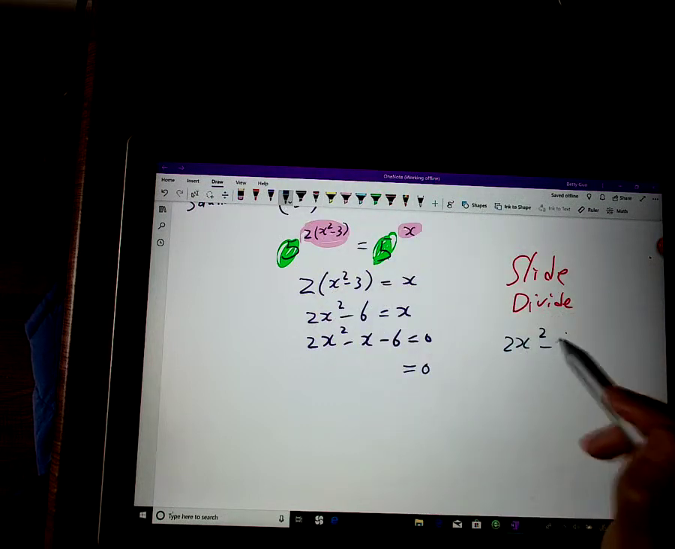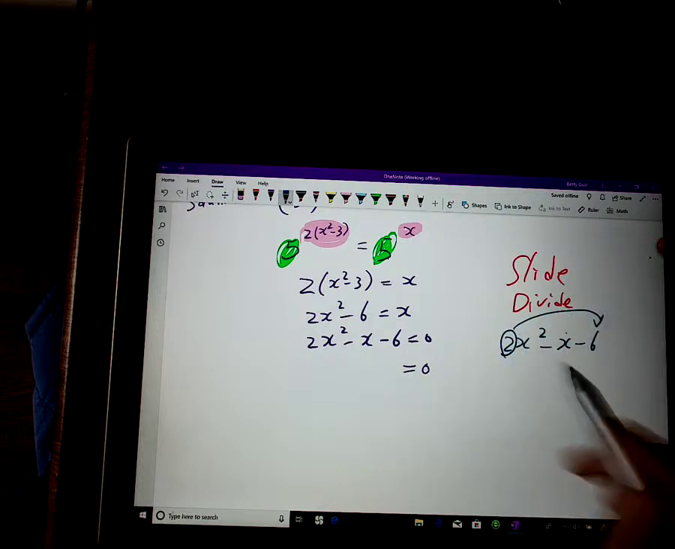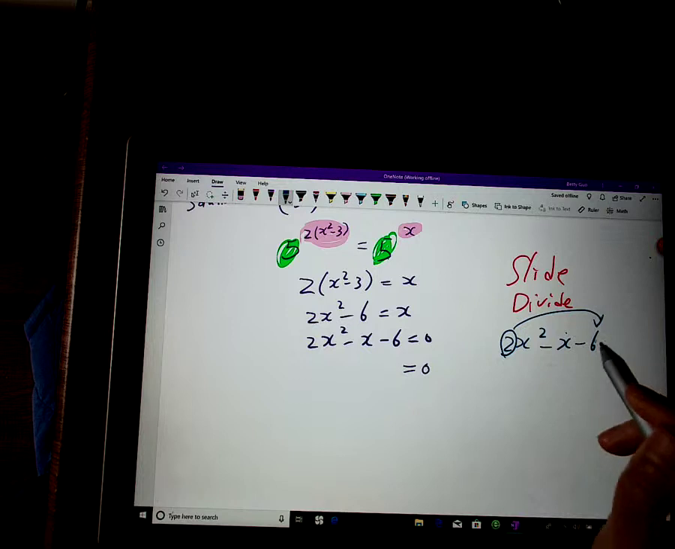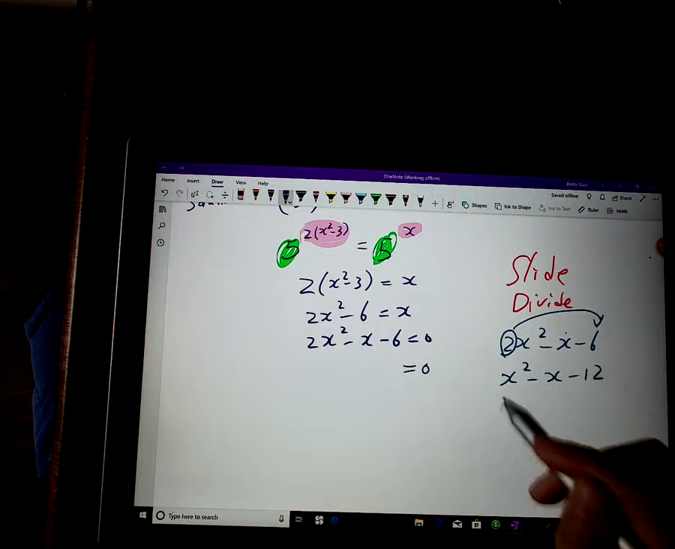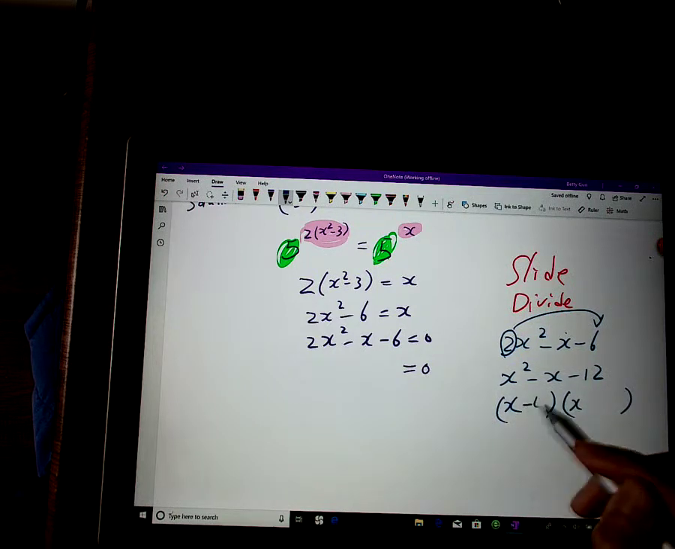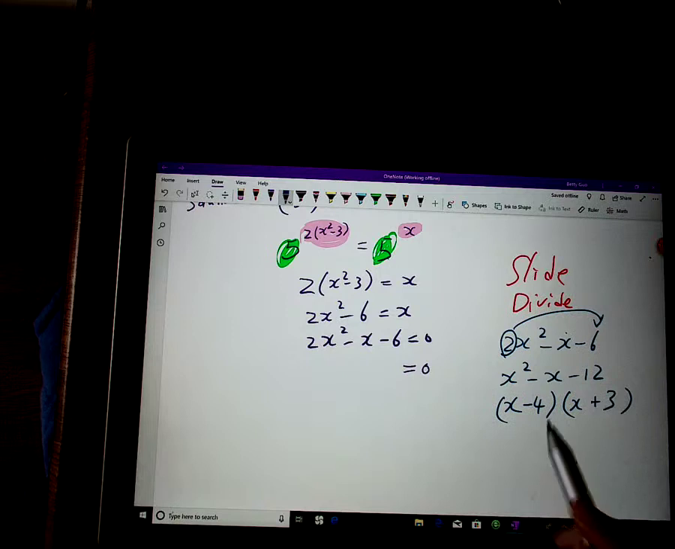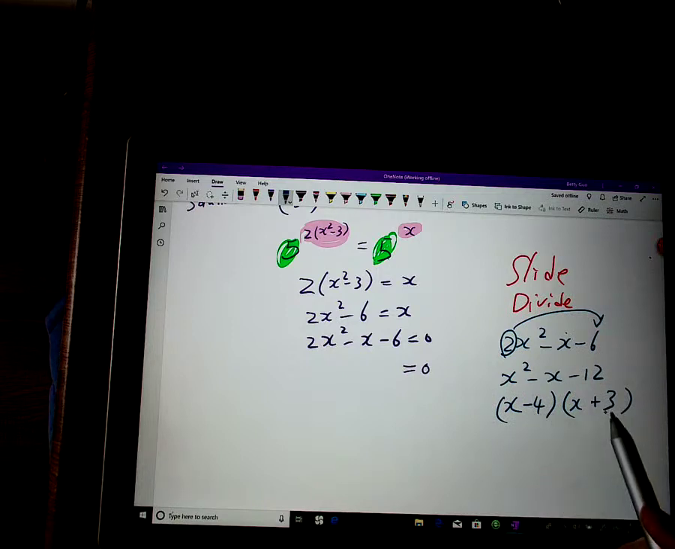2x squared minus x minus 6. Slide the coefficient to be with the constant term. We have x squared minus x minus 12. Factor it. The two numbers are going to be negative 4, positive 3. Double check. Negative 4 times 3, negative 12. Negative 4 plus 3, negative 1. Yes. Divide by the original leading coefficient 2.